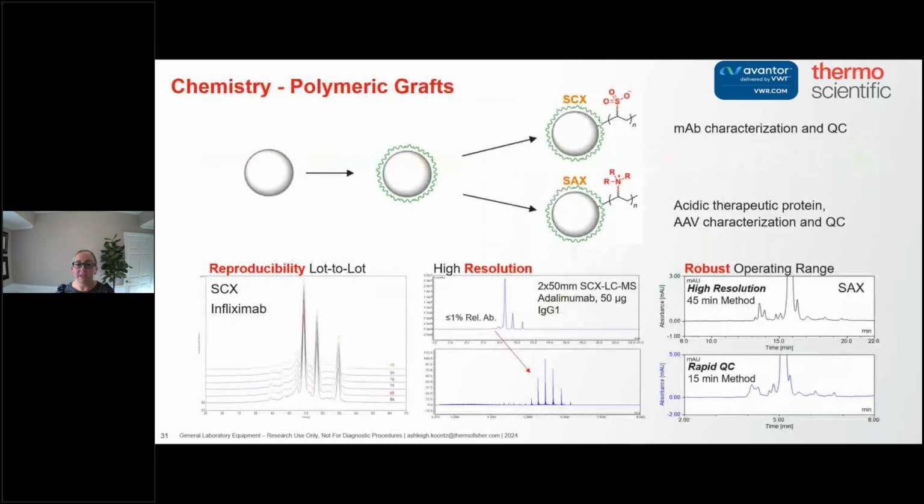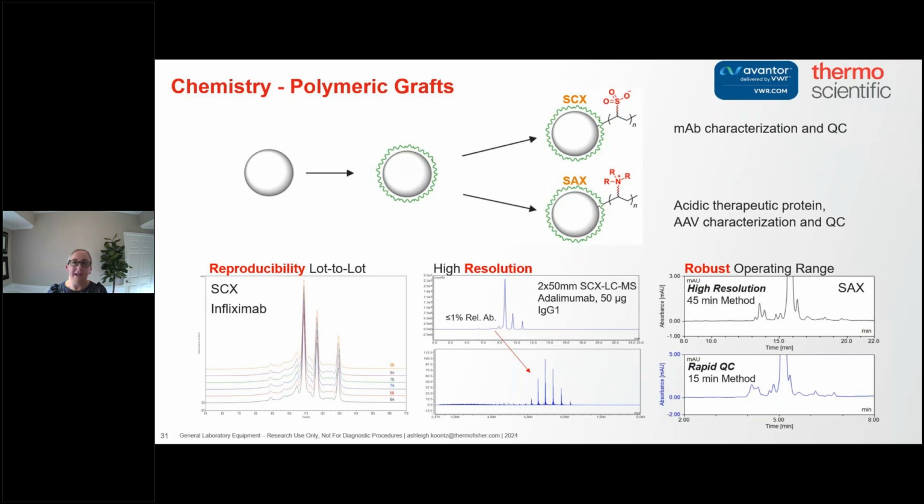And so for more detail on the chemistry and the MDi particle, we have the two different chemistries: the SCX, which is best for mAb characterization, and the SAX, which is going to be better suited for acidic therapeutic proteins, AAV characterizations, and any other analytes that are going to have a pI, or a protein isoelectric point, of less than 7.